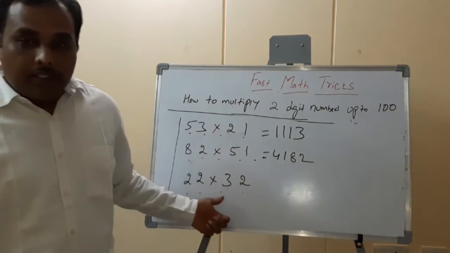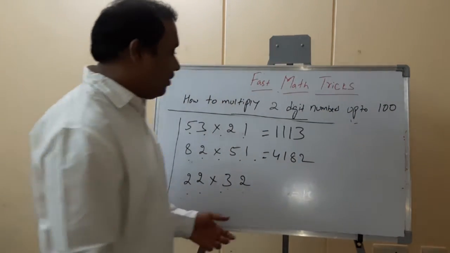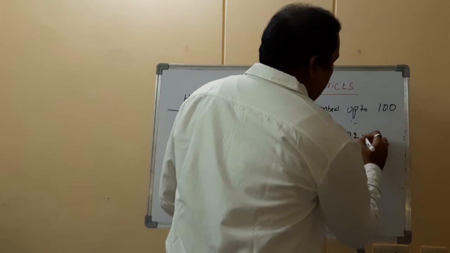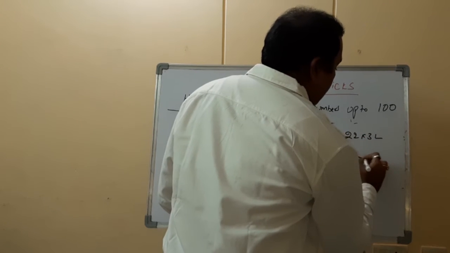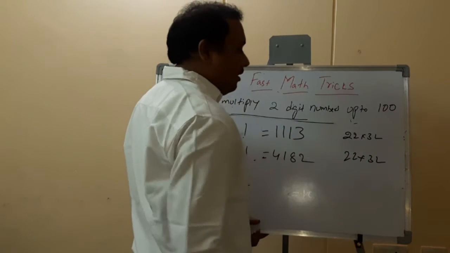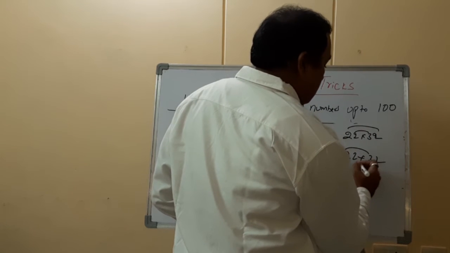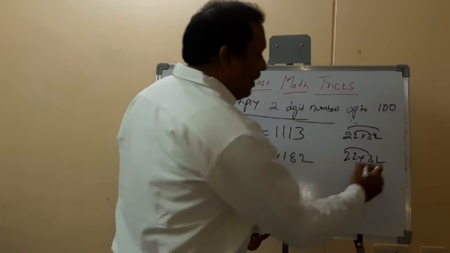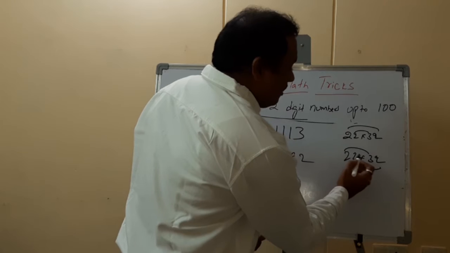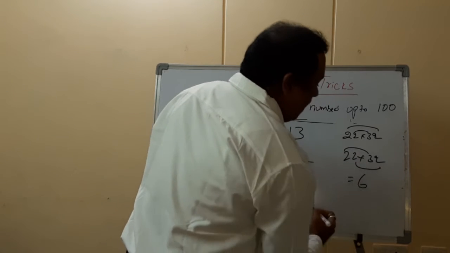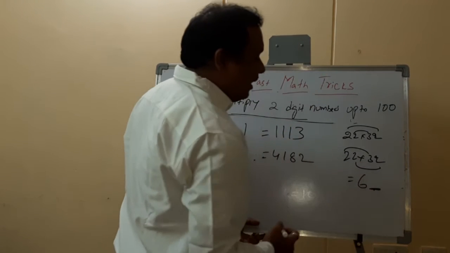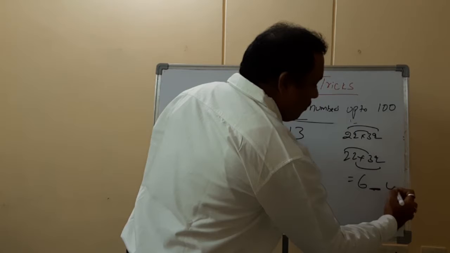So 22 into 32. So what we have to do? 22 into 32. Do it fast. So like this and like this. So first we have to do the cross one. 3 twos are 6 and leave one digit here. Now 2 twos are 4.